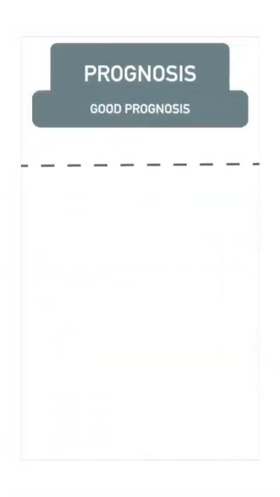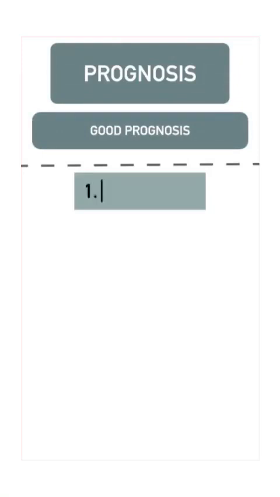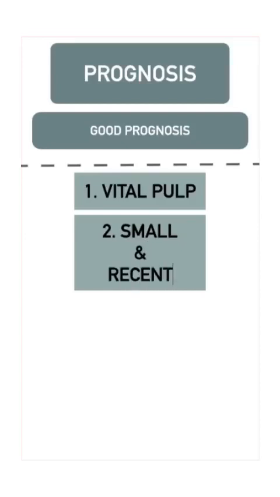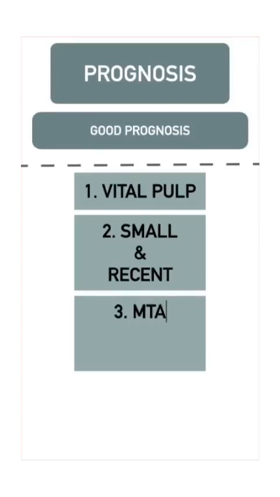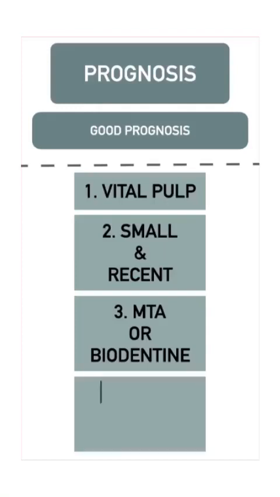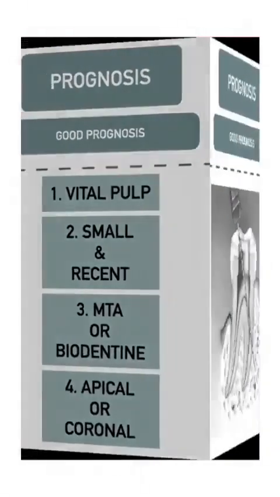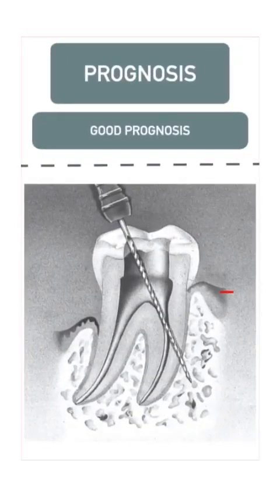So, for a good prognosis, we should have a vital pulp, small and recent perforation. It should be treated and sealed by an MTA or Biodentine, and it should be apical or coronal to the crestal bone level. As we can see in this diagram, here is the crestal bone level and the perforation is apical to the crestal bone level. And it is at the middle third of the root if we are comparing it to the root surface.